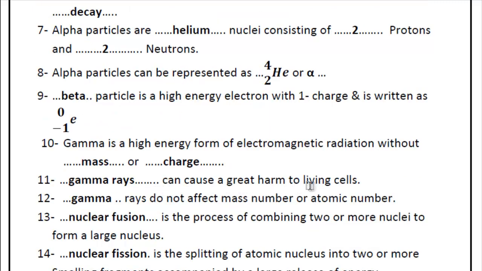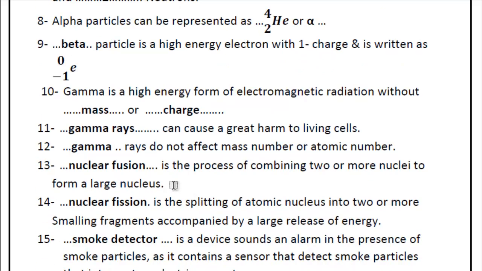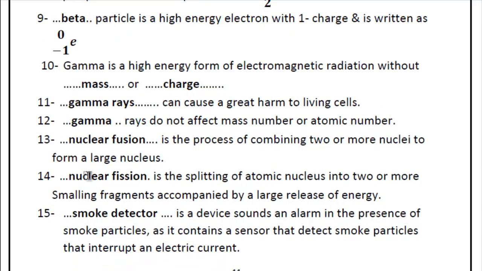Which can cause great harm to living cells? Gamma rays. And also, gamma rays don't affect the mass number or the atomic number of the nuclei. What is the process of combining two or more nuclei to form a larger nucleus? This is called nuclear fusion.